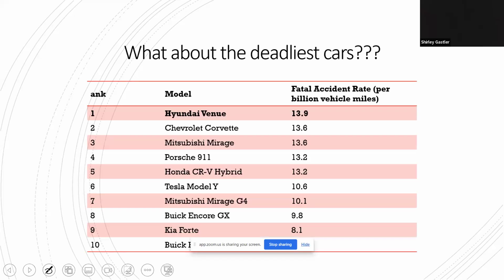Yes. And I find this list interesting only in that the reasons why some of these vehicles are on here are different. Your Hyundai Venue, that's because it's a small car. Your Chevy Corvette, it's because of the driver. Your Mirage, because it's a small car. Your Porsche 911, because of the driver. The Honda Hybrid, again, it's a small car. The Tesla Y, and here's your electric vehicle.